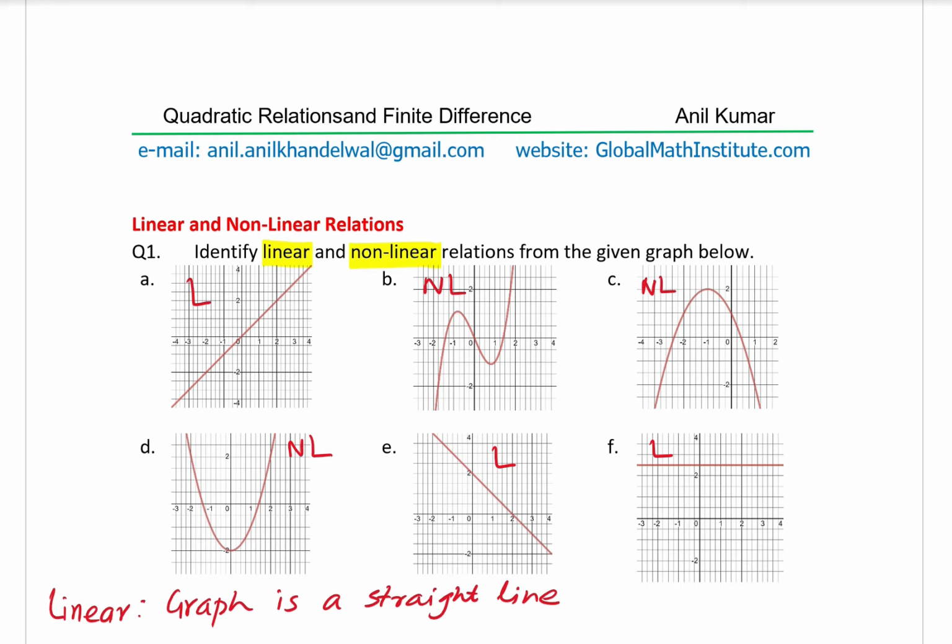So the lines you can see, they could be increasing as we go along. They could be decreasing. They could be horizontal. They could be vertical also. So you could have a line which is also vertical. The other three are nonlinear functions.